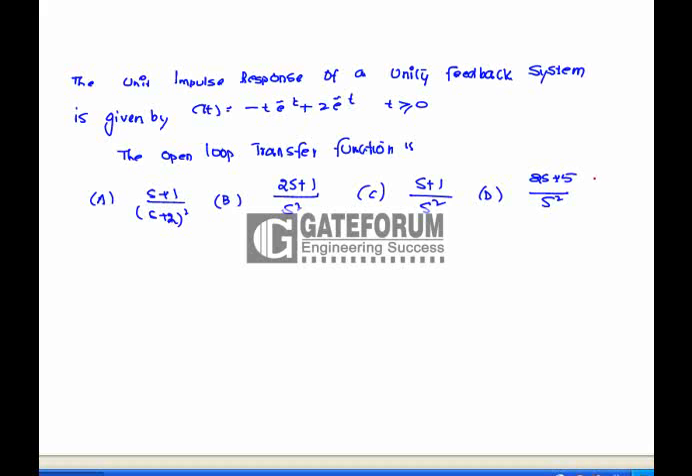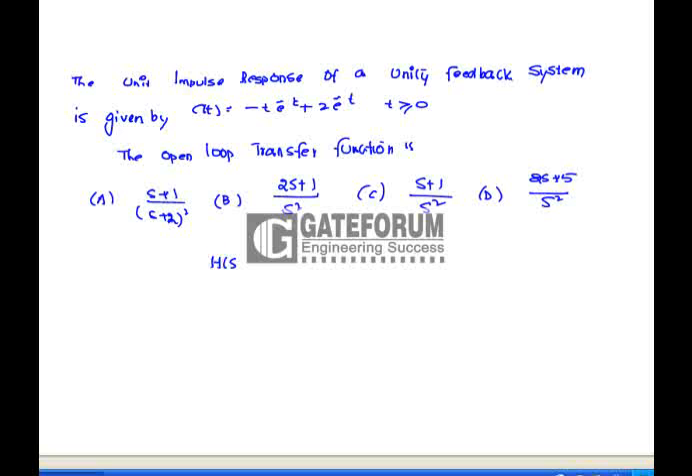The impulse response of a unity feedback system is given by c(t). Then we have to find the open loop transfer function. If the input is a unit impulse, then the output is nothing but the transfer function itself. So the system is a unity feedback system here.